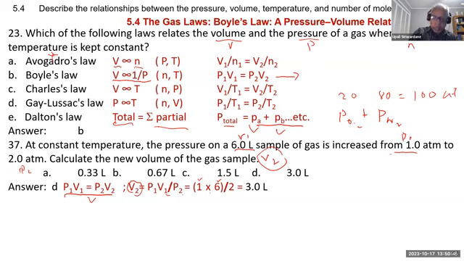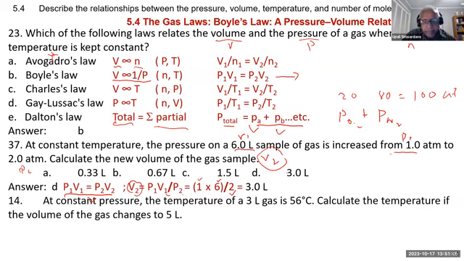P2 is 2 here. When you do the calculation, you get new volume is 3.30 liters. That's how you calculate using Boyle's law.